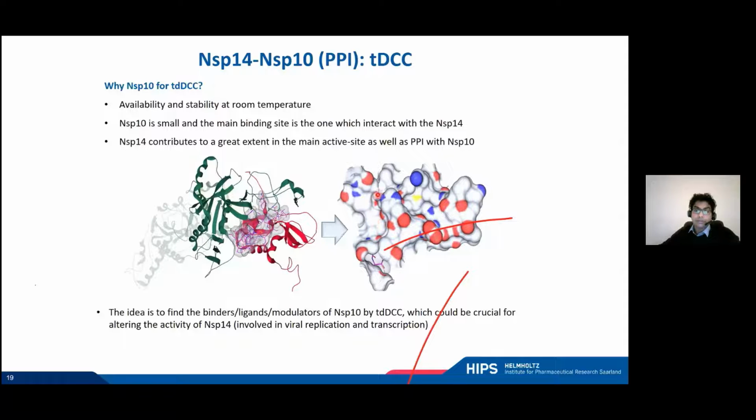So if you put your compound here, the idea then is to prepare the drugs for Nsp14, the compounds which bind to Nsp10, sorry, and then the complex formation will not occur, and the whole viral replication and transcription will not happen. So that's why we chose Nsp10 over Nsp14 for our experiments.